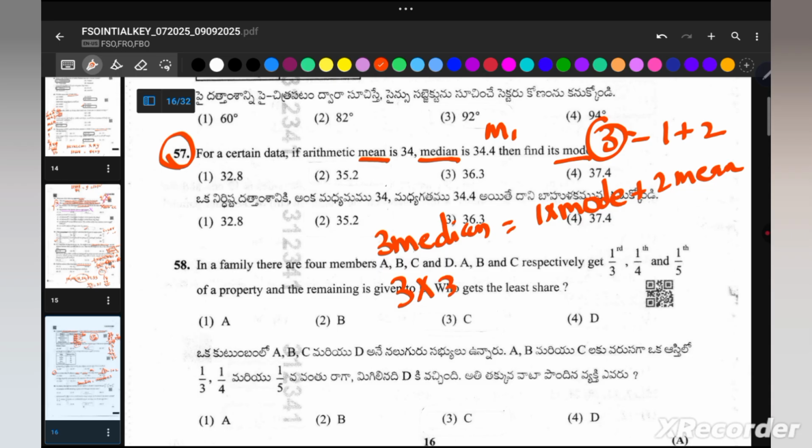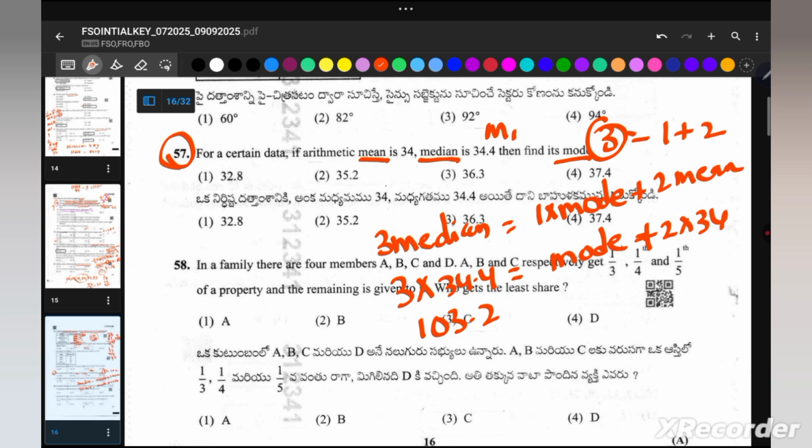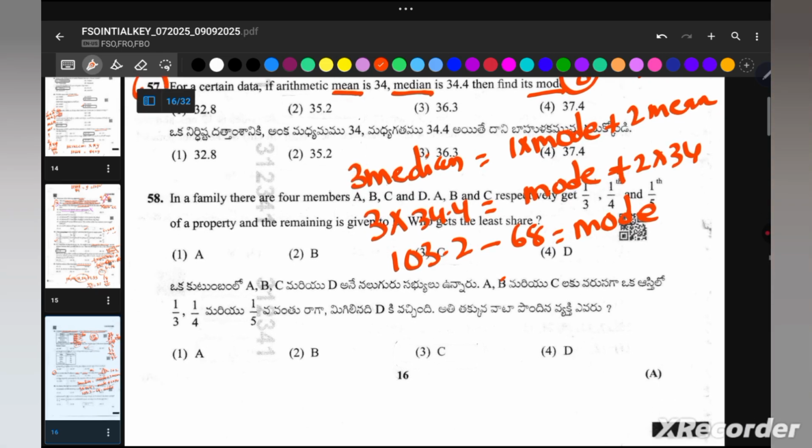Median is how much? 34.4. 1 into mode. We don't know the mode, just leave it like that. Plus 2 into mean. 2 into mean, mean is 34. So 34.4 into 3, we get 103.2. Minus 2 into 34, which is 68, is equal to the mode. Okay, now 68 minus 103.2 will give you 35.2. That's the answer.